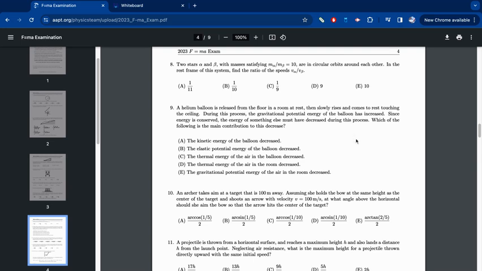Okay, next problem number 9. So we have a helium balloon that's released from the floor in a room at rest, and it slowly rises and comes to rest, touching the ceiling. So the gravitational potential energy of the balloon has increased during this process. So since energy is conserved, the energy of something else must have decreased. So which of the following is the main contribution to this decrease?